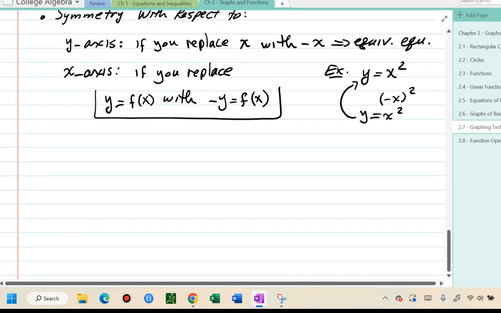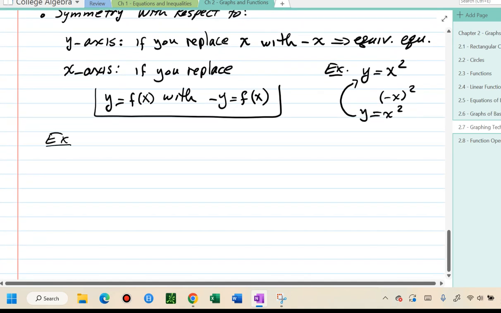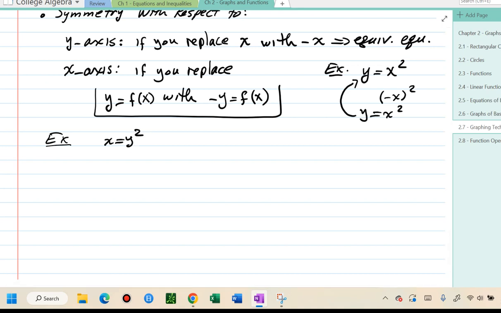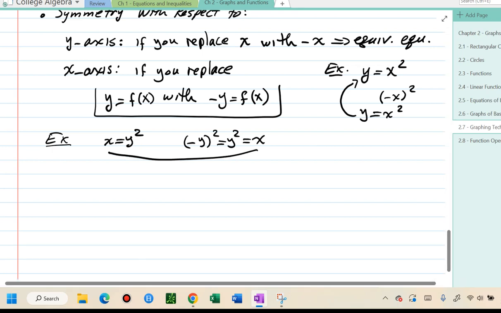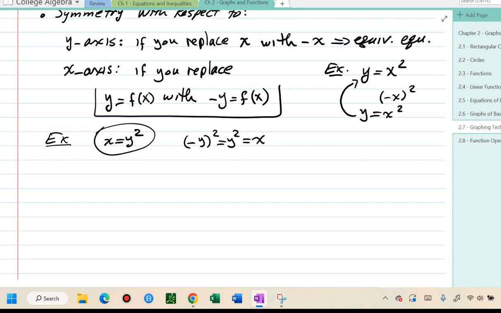Oh, let's try this one. Let's say, for example, I'm going to look at our relation x equals y squared. So if I change y to negative y now, negative y squared remains y squared, which is x. See, you get the same equation. So when you do that, that means this relation is symmetric with respect to the x-axis. If I graph this one, the graph of x equals y squared looks like that, and you see the symmetry with respect to the x-axis right there.